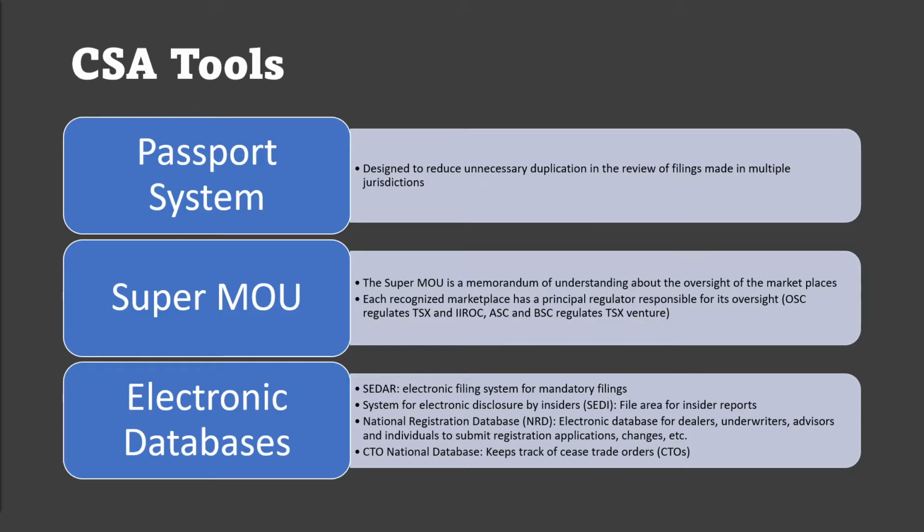You also have the National Registration Database, or NRD, and this is an electronic database for dealers, underwriters, advisors, and individuals to submit registration applications, changes, etc. So, for example, when you become licensed as a registered representative, you will be doing it through the National Registration Database. You also have the CTO National Database, and this keeps track of cease trade orders, which we will talk about in a later chapter.